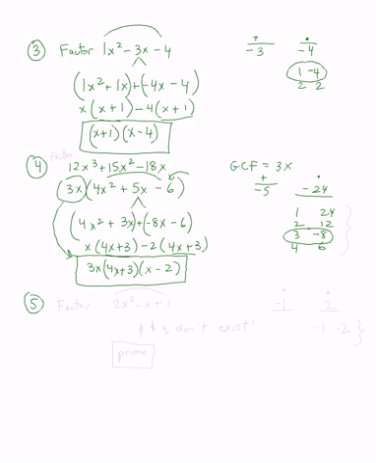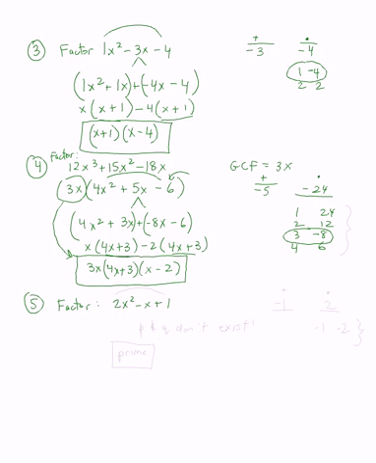Let me do one more example. Oops, I forgot to write the instructions in the last problem. Remember, that was to factor here. So we're going to factor 2x squared minus x plus 1. This one looks easy enough.